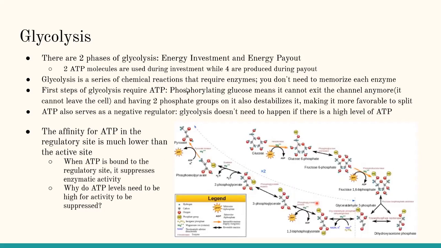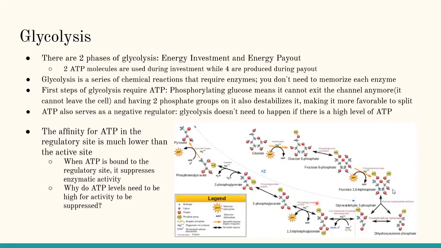The first two steps of glycolysis require ATP. Phosphorylating glucose means it can't exit the channel anymore, which means it can't leave the cell. And phosphorylating again means that there are two phosphate groups on it, which destabilizes it and makes it favorable to split. This is important because it wants to be cleaved, cut into two, when it turns into pyruvate.